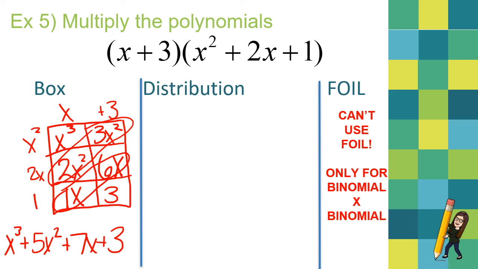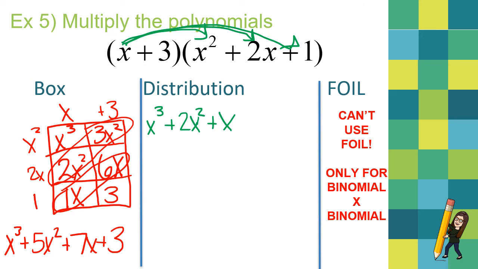Let's look at that distribution, the ideal method. That means I'm going to distribute the x to the x squared. I'm going to distribute the x to the 2x. Don't forget that's a 2x squared, and the x to a 1.